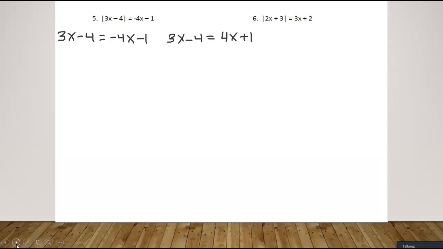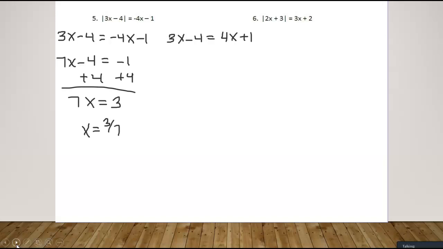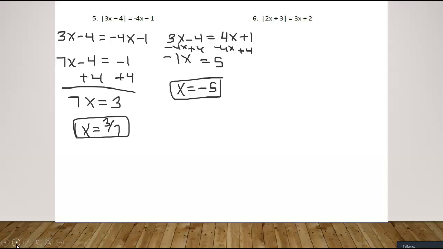Solving for x. You get x equals 3/7 and x equals negative 5. We're going to check them.